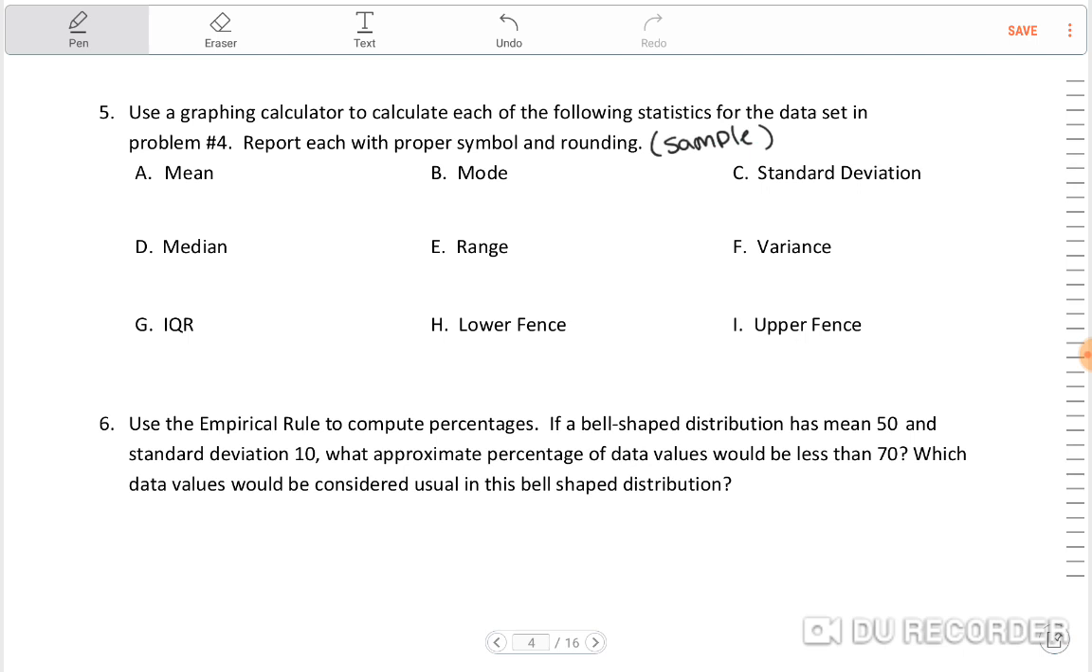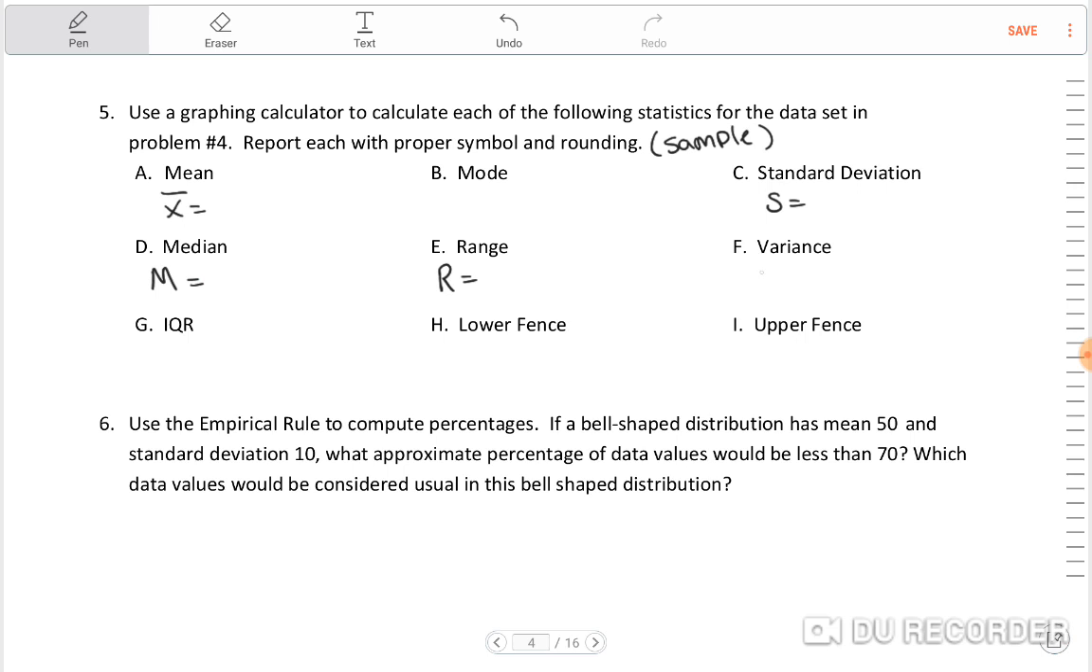So for sample mean, you guys should all know this because I really harped on this at the beginning of the semester. You guys should really know your notation. This is going to be X bar. For mode, there's no notation for that. We just state them. Sample standard deviation, that's going to be an S. I'm going to put this here. X bar equals. Median, that's that capital M. Not that important, but it is there. Range is a capital R.